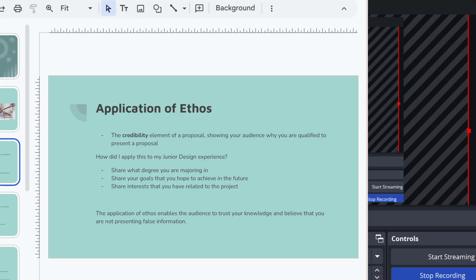So ethos is the credibility element of a proposal. So showing your audience why you're qualified to present a proposal. I applied this to my junior design experience by sharing what degree I was majoring in, sharing my goals that I hope to achieve in the future, and the interests that I had related to the project. So ethos is so that your audience can learn to trust your knowledge and believe that you are not presenting them with false information.